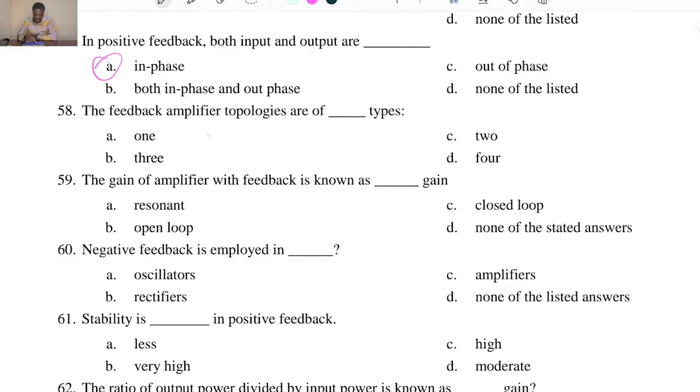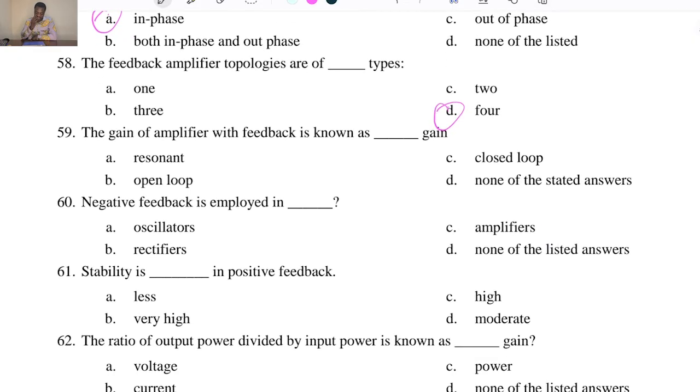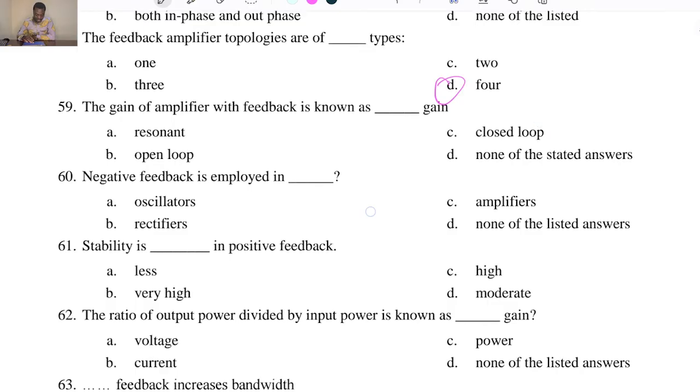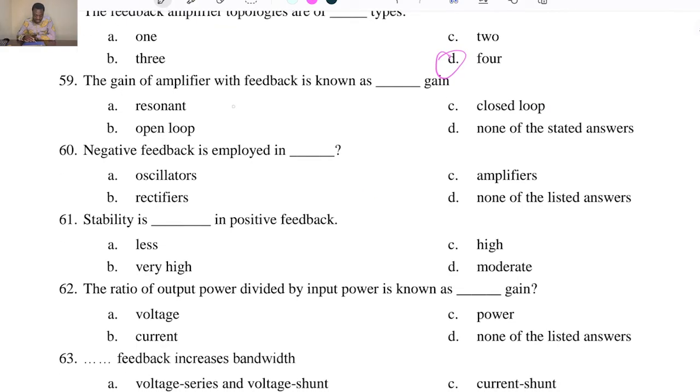Question 58, the feedback amplifier topologies are of four types. We have voltage series feedback, voltage shunt feedback, current series and current shunt feedback. Question 59, the gain of an amplifier with feedback is known as closed loop gain.